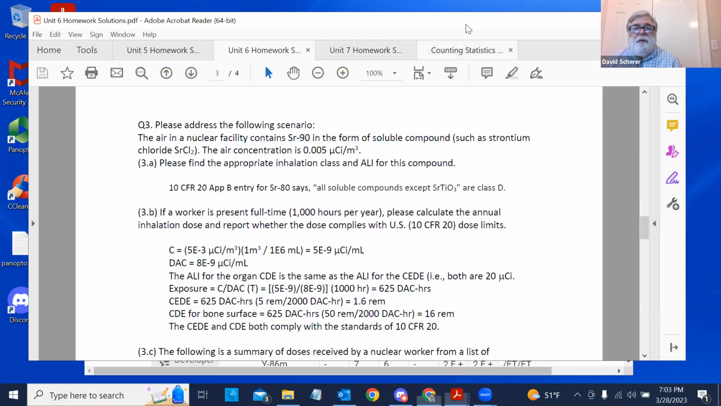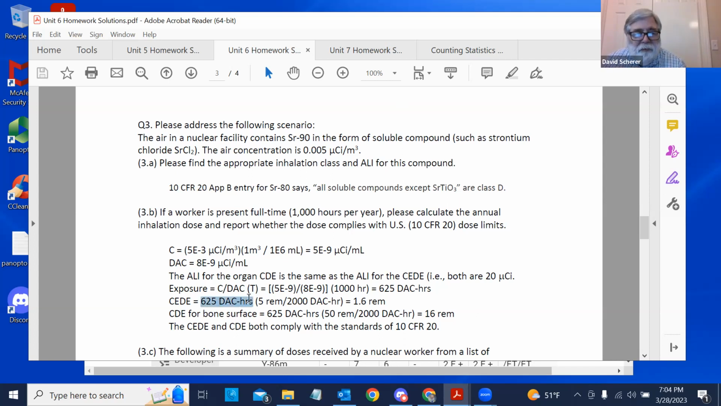So in the DOE world, you're pretty much limited to using the DAC-hour method. You take the concentration they're exposed to, divide it by whatever the DAC is in the table, multiply it by their time, and they get a DAC-hour. Now, if this is a stochastic exposure, if this is for the whole body, for the effective dose equivalent, 2,000 DAC-hours is equivalent to 5 rem. If it's for a particular organ, 2,000 DAC-hours is 50 rem to the organ.